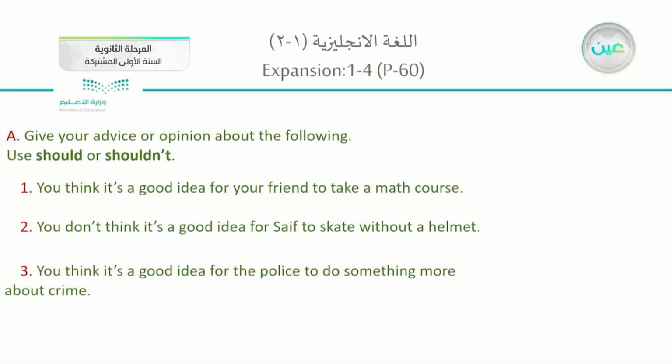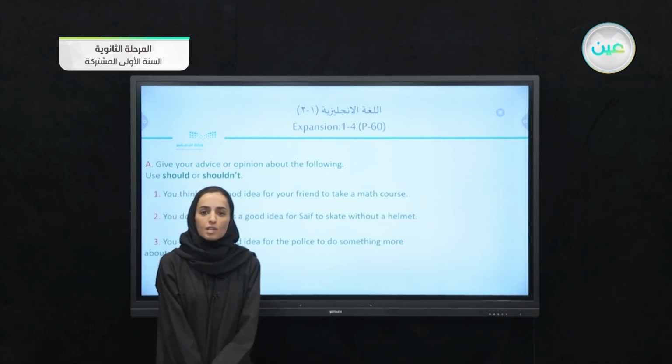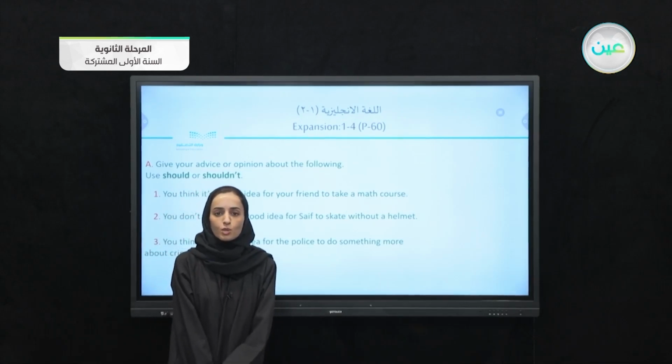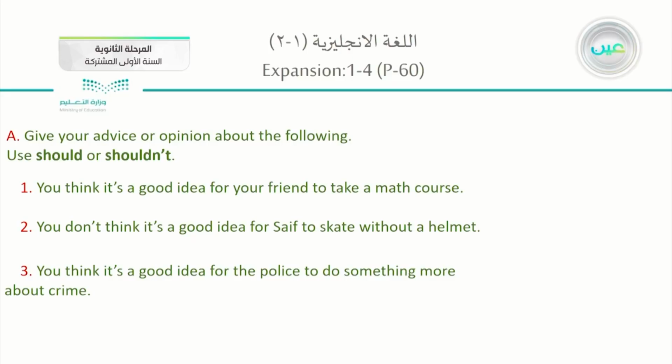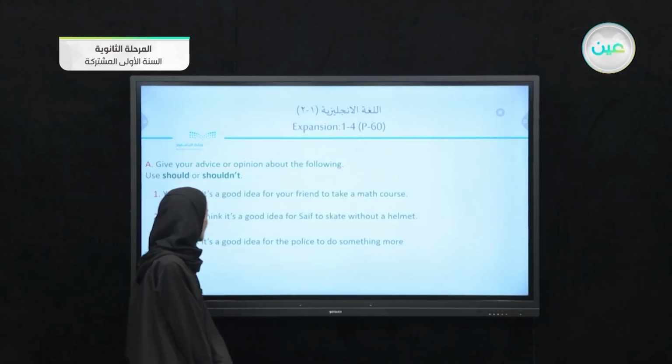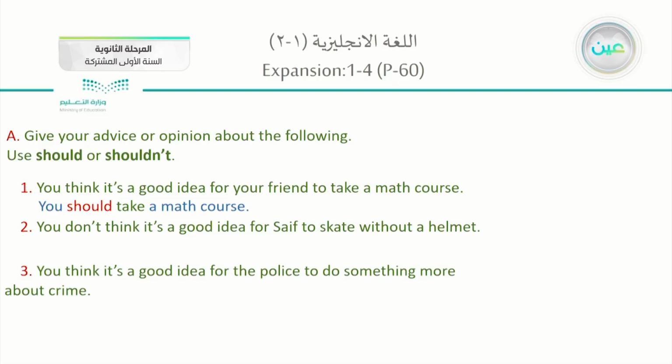So let's get started. At the beginning on your books, page 60, you are about to give your advice or your opinion about the following. If you want to give advice or opinion, I want you this time to use should or shouldn't. So we're giving advice. Let's start with the first one. You think it's a good idea for your friend to take a math course. I am giving advice to my friend. So I will say, you should take a math course.